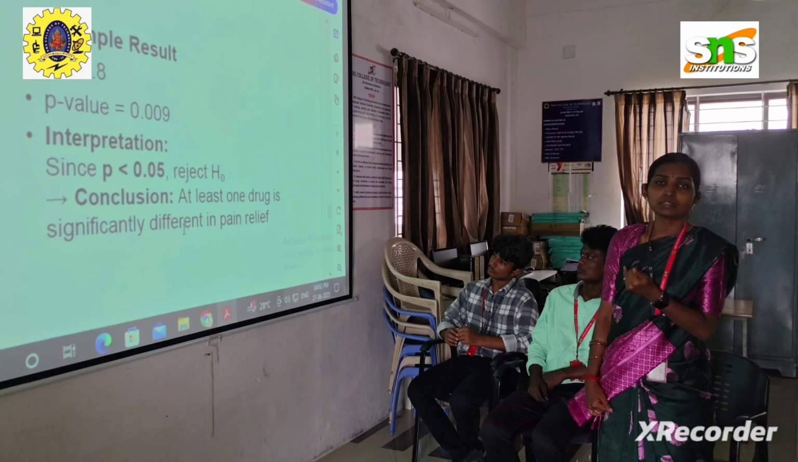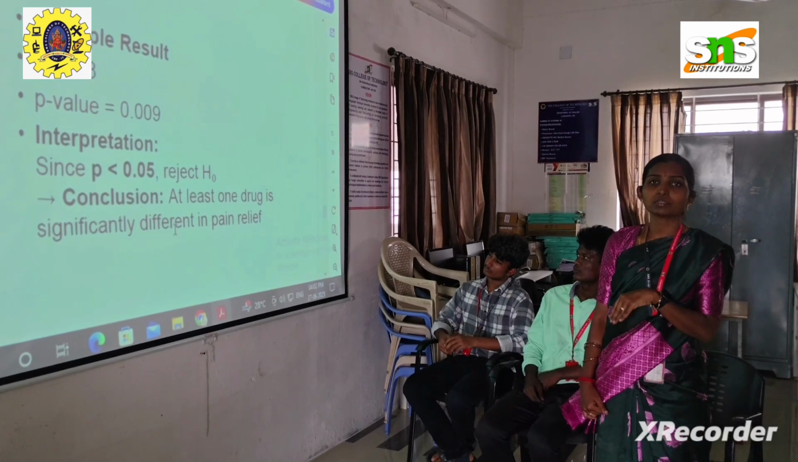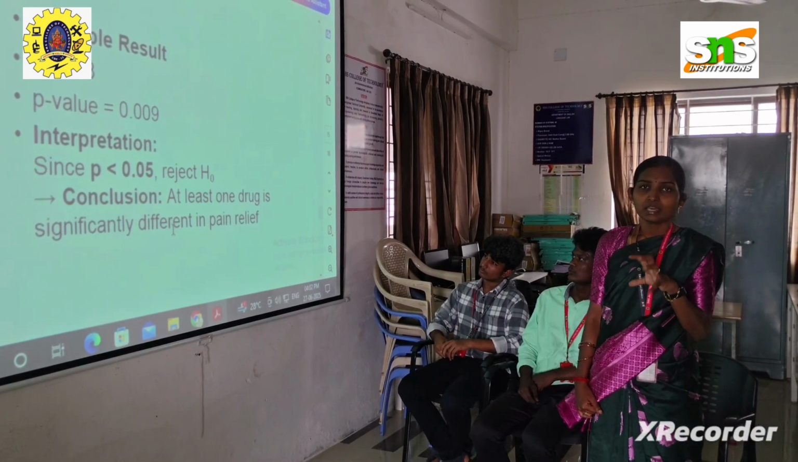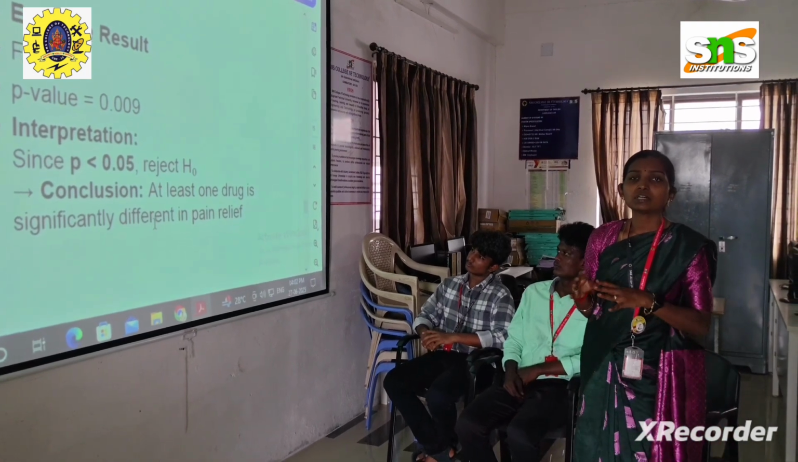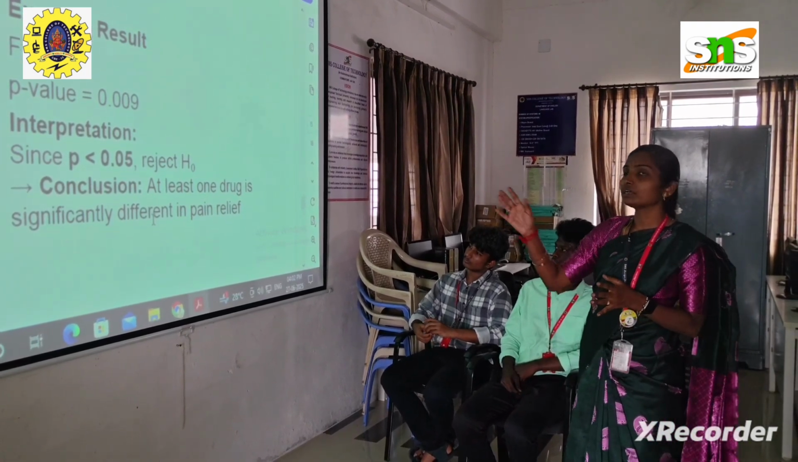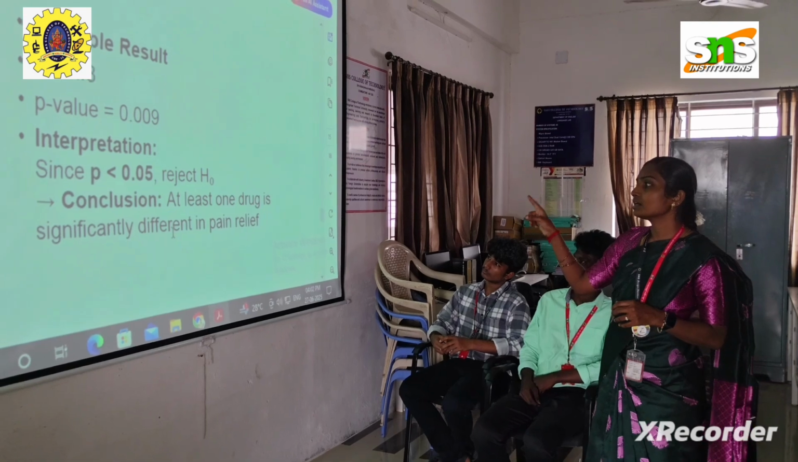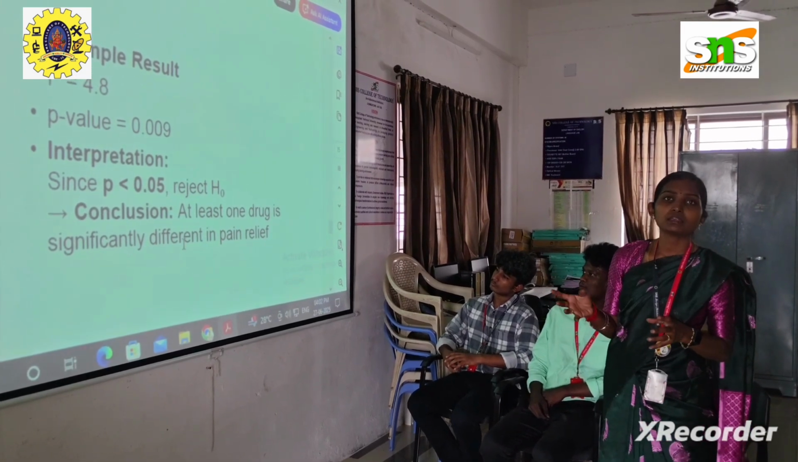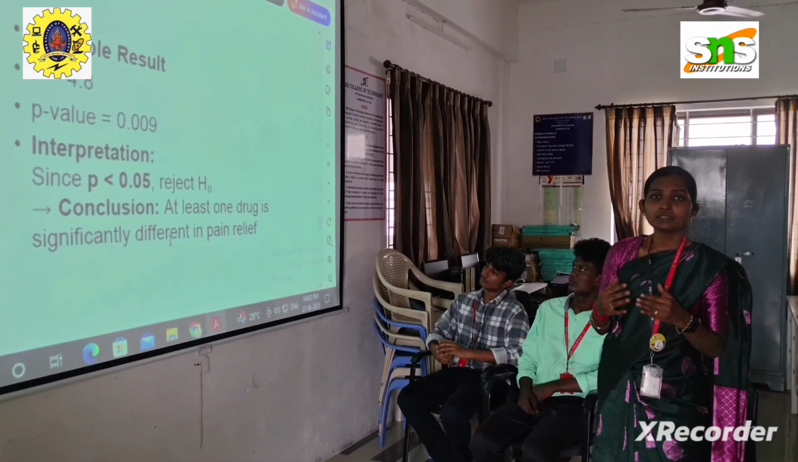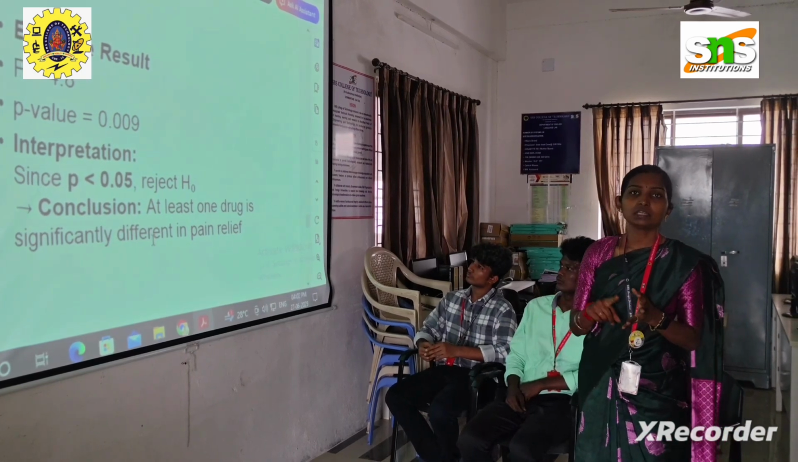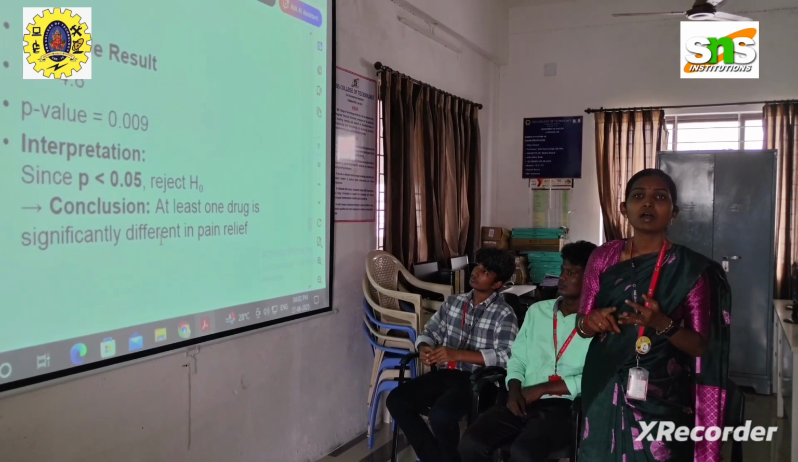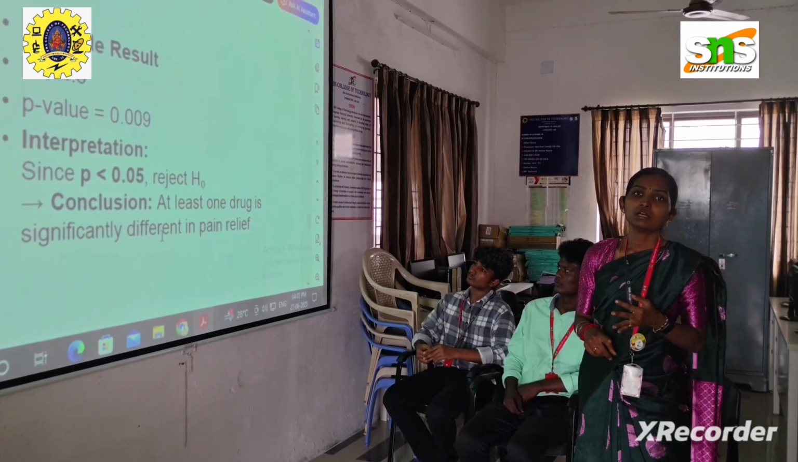which means we will be accepting the alternative hypothesis. Therefore, we can say there is some difference between the effectiveness of the painkillers given. So that is what we infer from this, and we have concluded that at least one drug is significantly different in pain relief. So this is our case study regarding one-way ANOVA classification: the first scenario in retail marketing and the second scenario in the medicinal field. So thank you.